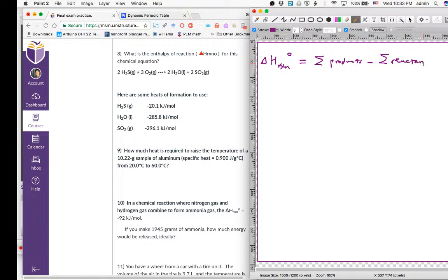You don't have to memorize the formula like that. You just have to remember that it's all the products minus all the reactants. There are 2 liquid waters, and liquid water has this heat of formation. So there are 2 times negative 285.8. These are all in kilojoules per mole, so I'm not concerned about the units.